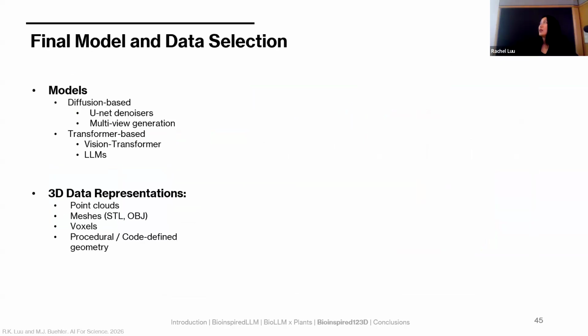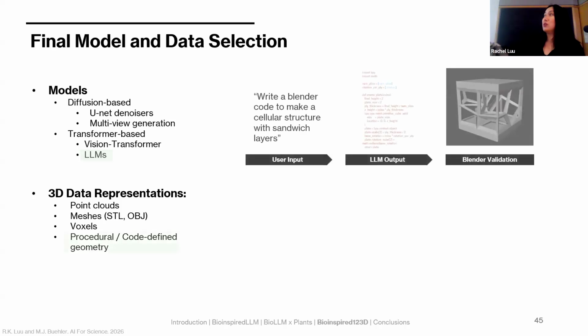So with that being said, that led to our final model and data selection, where the model we ended up using is based, again, on an LLM. And the data representation was not a point cloud, not a dense representation, but instead code, code-defined geometry, which is how we actually developed the models in the first place. The models are developed in Blender, and Blender uses a Python API where you're able to programmatically generate all these models using code. So instead of generating the object file data, our user input for our LLM is just a natural language prompt. The output is the Python code, and then we're able to automatically validate that in Blender using a subprocess.